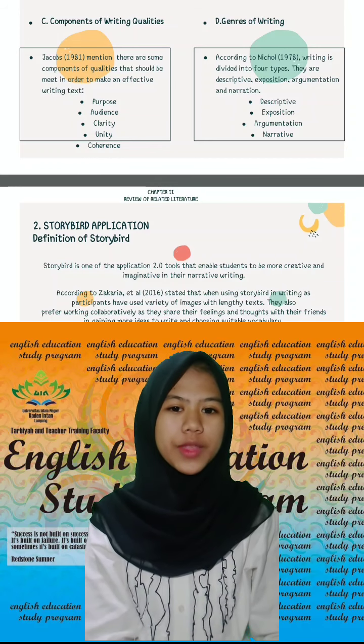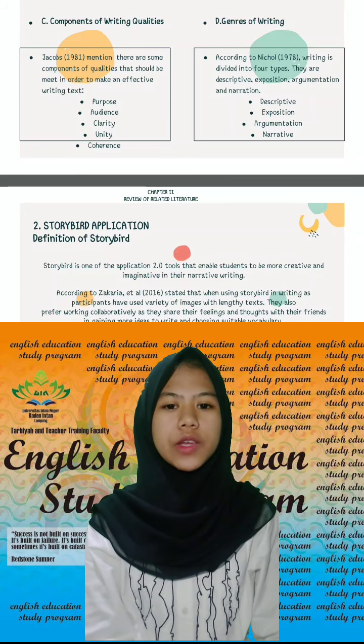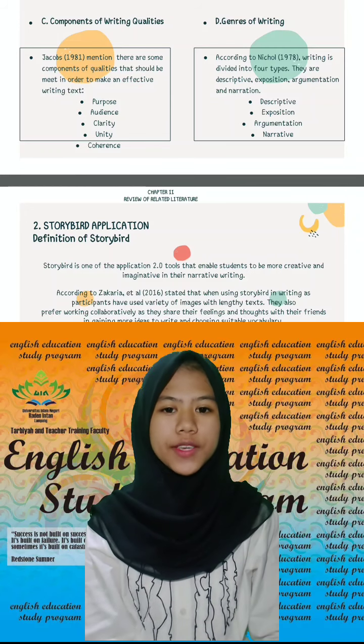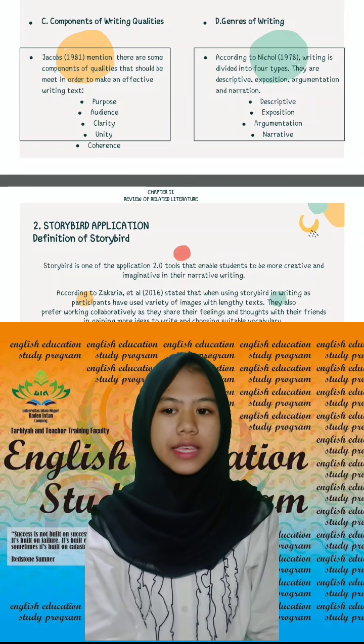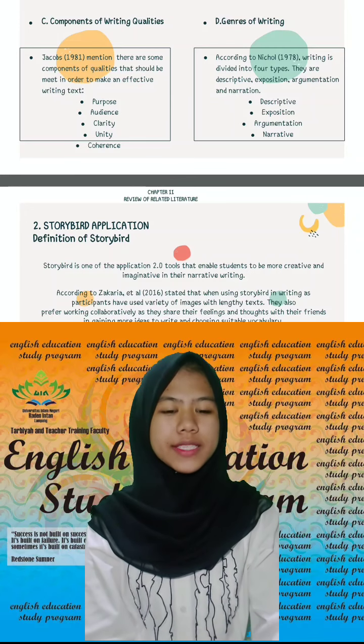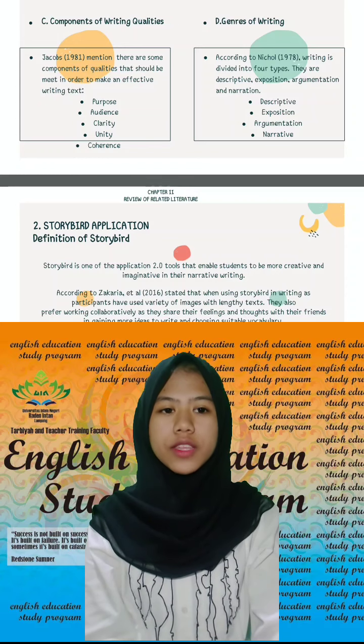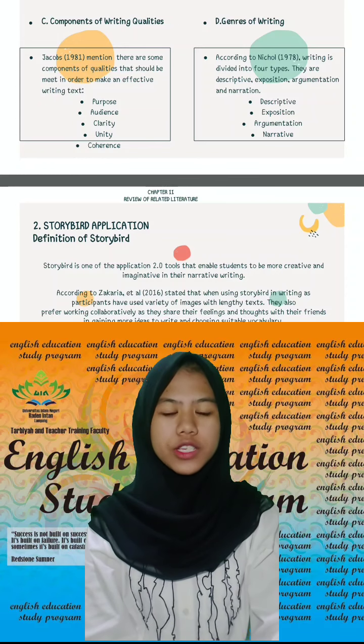The next is argumentation. Argumentation is often called persuasive writing. It is because the aim of argumentation is persuading and convincing the readers about the writer's point of view on a particular issue. And then the last is narrative.